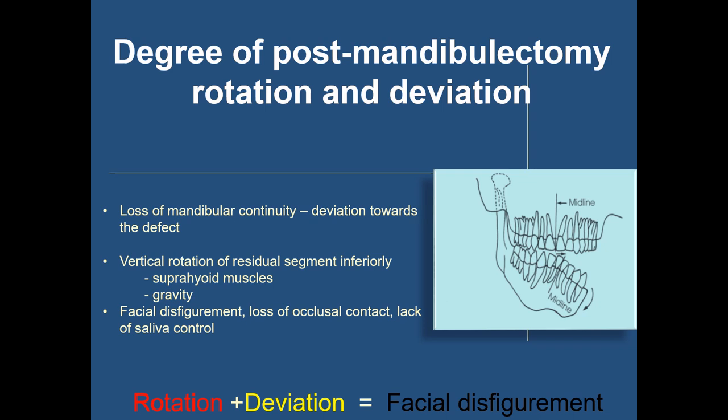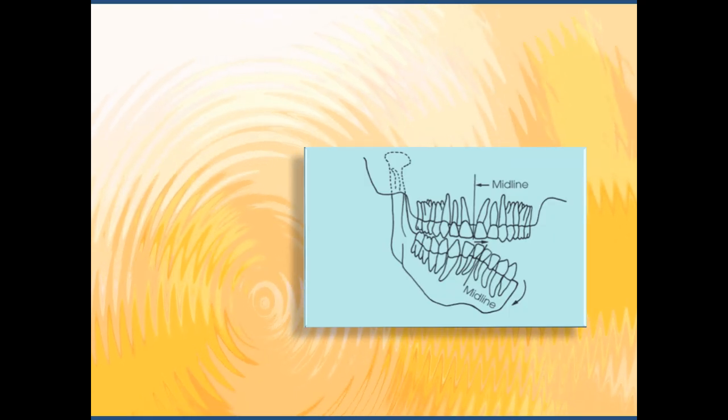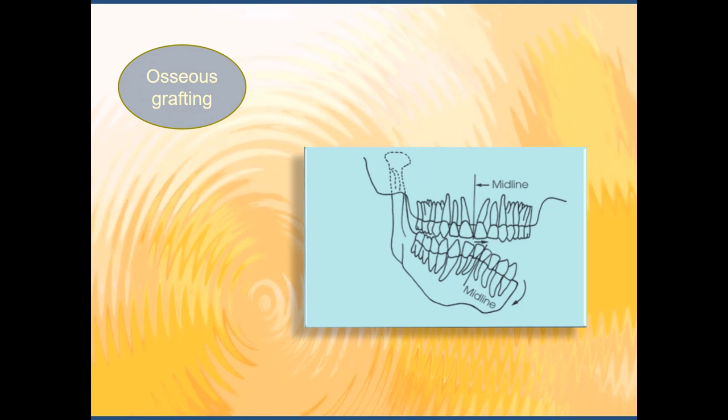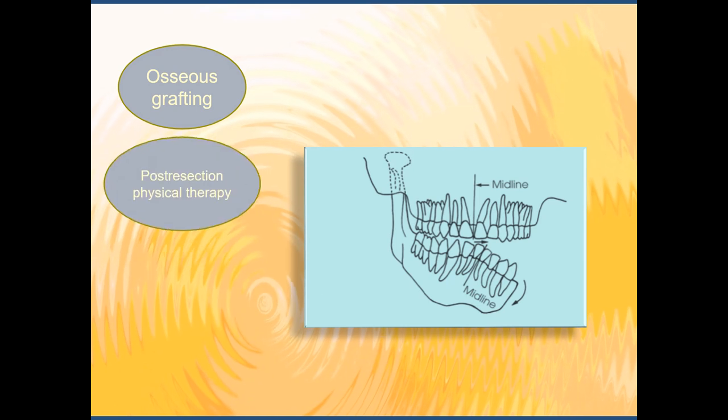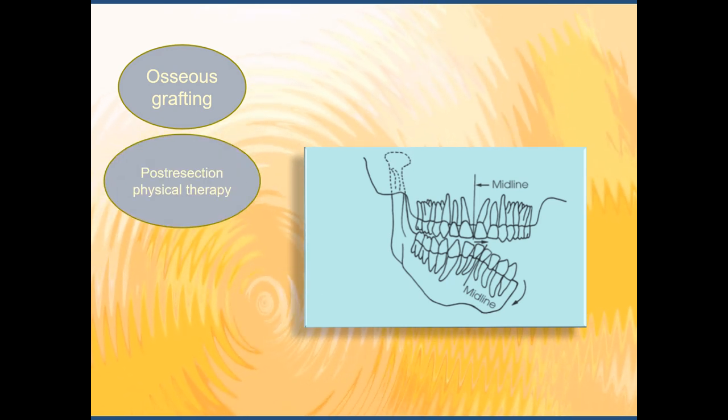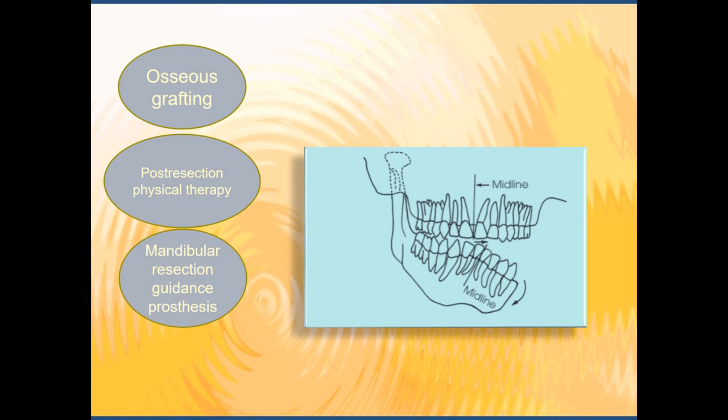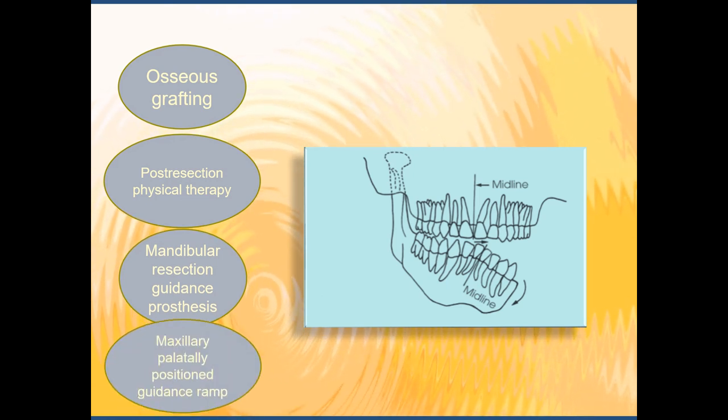So the treatment for this mandibular deviation and rotation is best done by restoration of continuity through osseous grafting. Other than the osseous grafting, when the restoration of mandibular continuity is not possible, we can go for early post-resection physical therapy. And other aids to minimize the deviation and rotation are mandibular resection guidance prosthesis and maxillary palatally positioned guidance ramp.